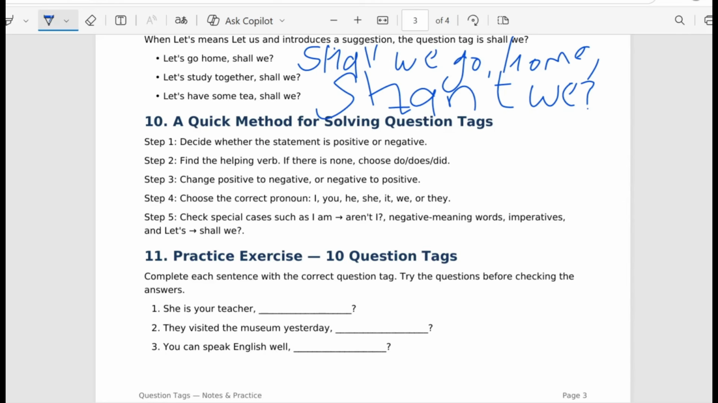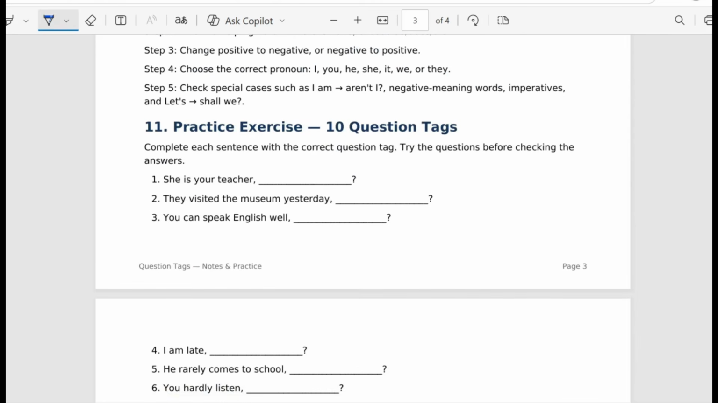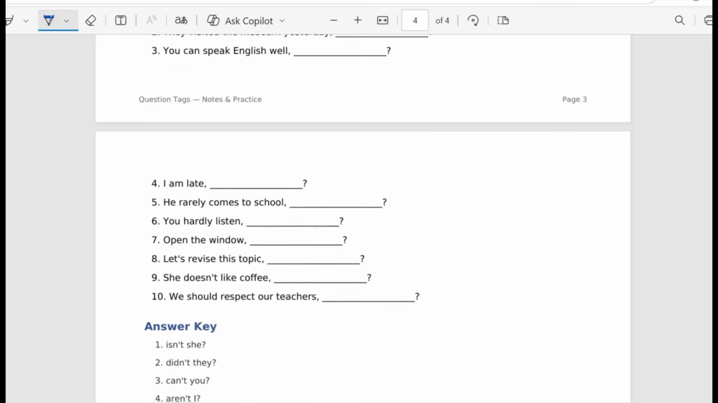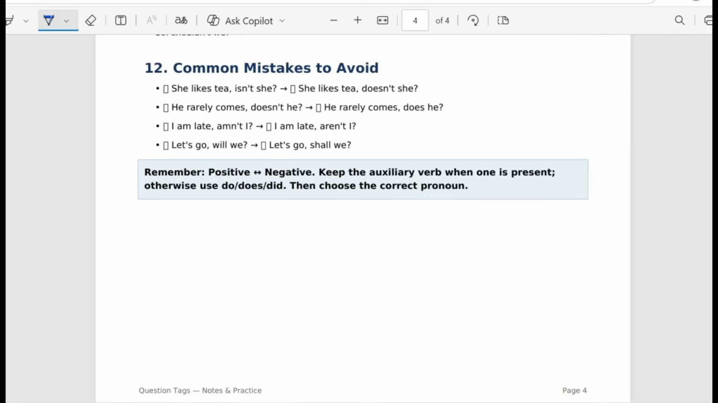But remember for shall, I've told you, if the statement is starting with shall we go home, the tag should be negative and it can't be shalln't we. It should be shan't we. Then we have practice exercises. Before we go to practice exercises, there are common mistakes that learners should avoid.